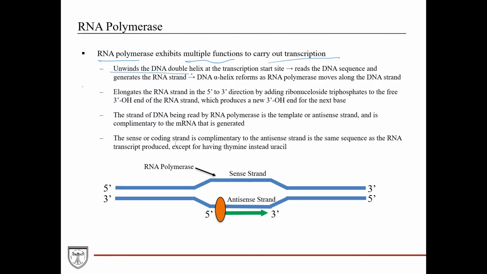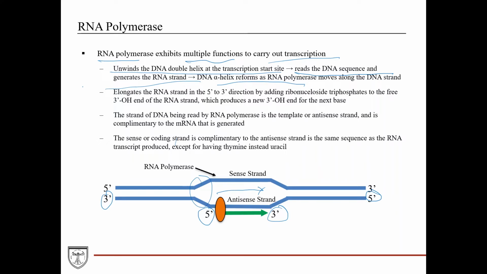First off, it unwinds the DNA double helix at the transcription start site, which is analogous to helicase in DNA replication. So you can see that here where it's unwound the double-stranded DNA, and then it goes on to read the DNA sequence and generate the RNA strand. So you can see that here where it's moving along, generating the new strand. And the same convention holds true. It reads the template strand in the 3' to 5' direction, and then it generates the RNA strand in the 5' to 3' direction.